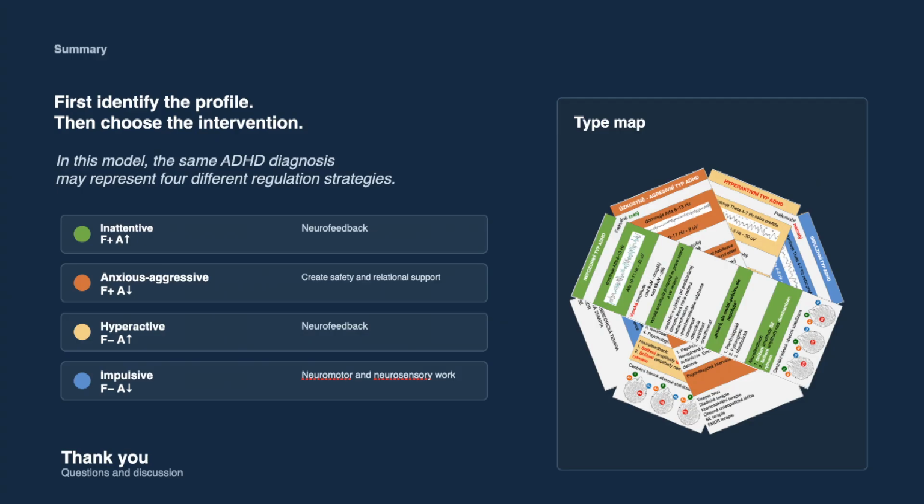Let us summarize the ADHD section. We have presented 4 ADHD types based on electrical brain activity. For each rhythm pattern, we have linked a symptom profile and a therapeutic approach, so your work can become not only more effective but also more precise. Let us review them once more, very briefly.